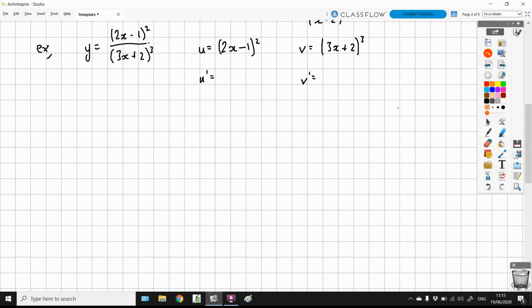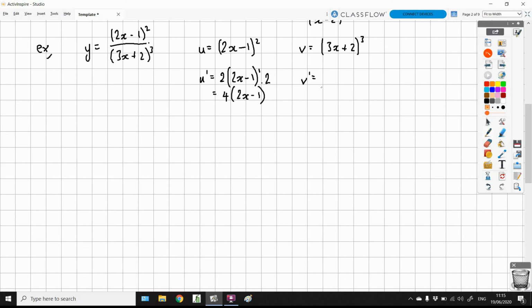Okay, hopefully you've had a go at that now. If we differentiate this, we get 2 bracket 2x minus 1 all to the power 1. But we need to remember the chain rule. When we differentiate the contents of the bracket, that will produce another 2. And so what we have here is 4 bracket 2x minus 1.